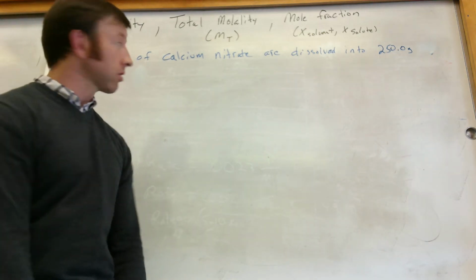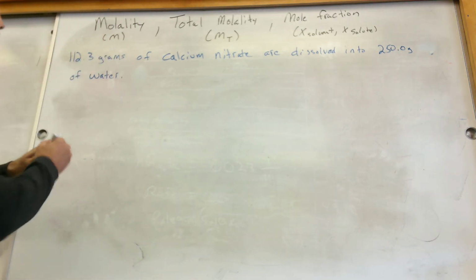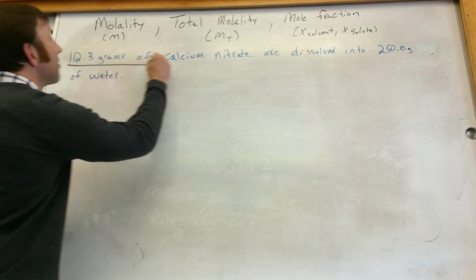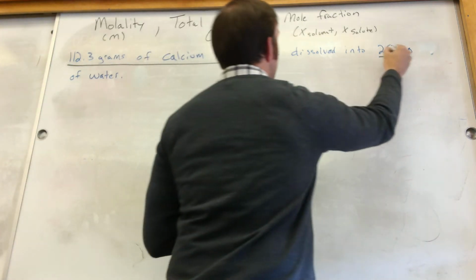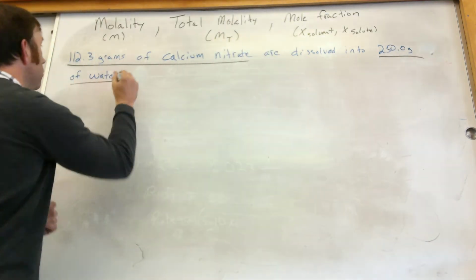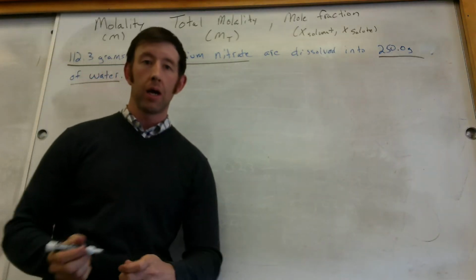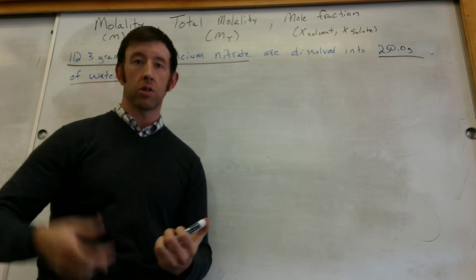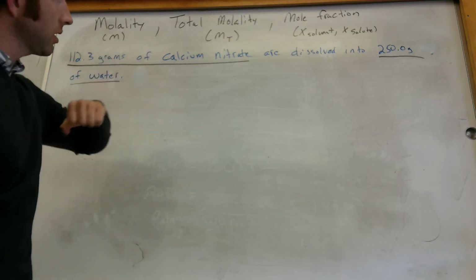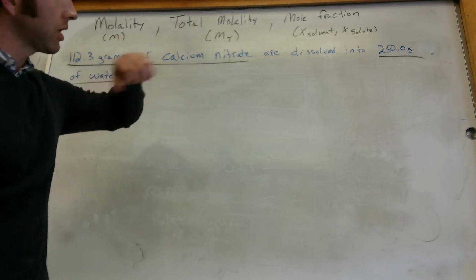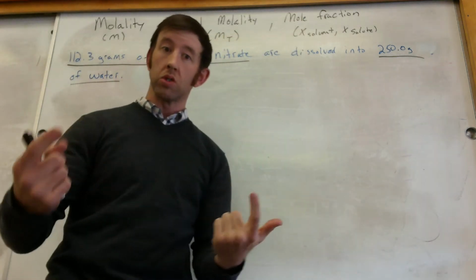Right. So in this particular case, we have 112.3 grams of calcium nitrate, and that's dissolved into 250.0 grams of water. That's a very typical way to start a prompt for these types of questions. And so we're going to take those numbers right there. We're going to figure out its molality. We're also going to figure out its total molality and also the mole fraction, just one step at a time.